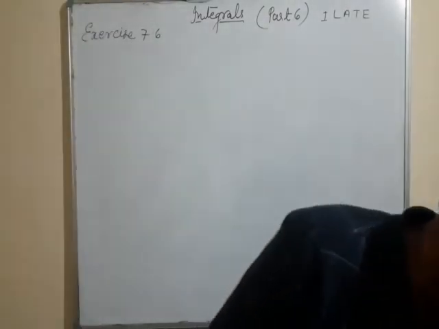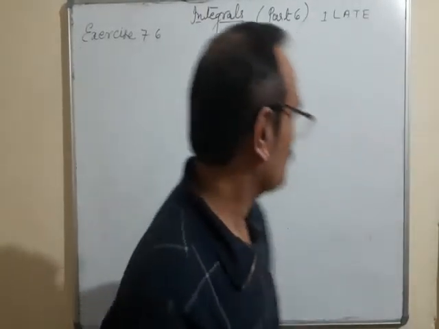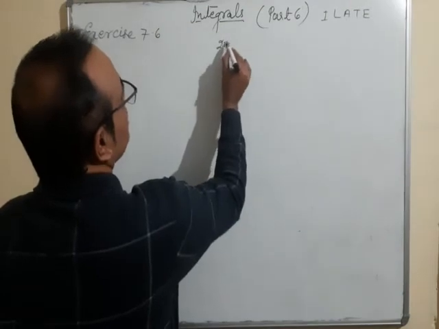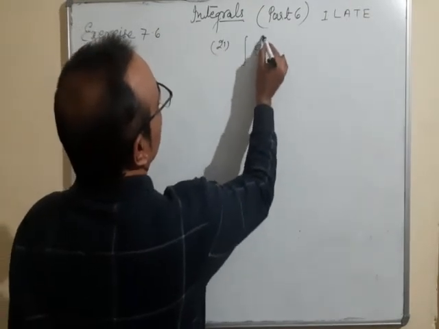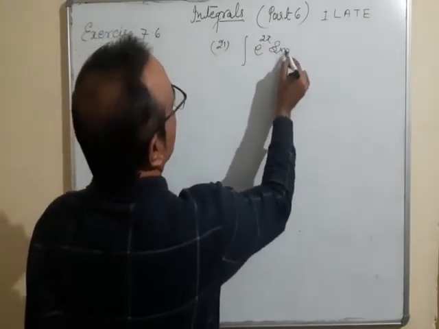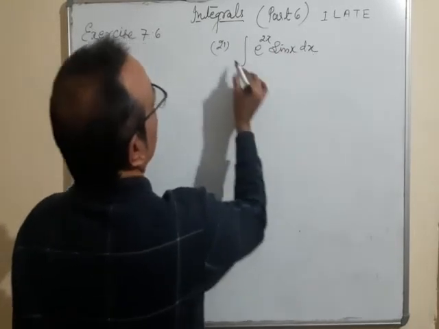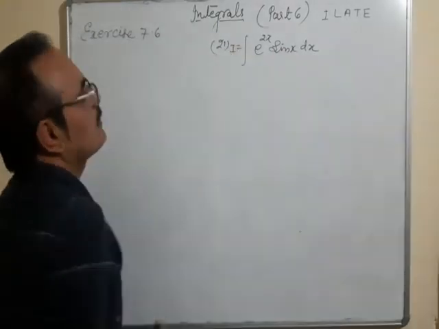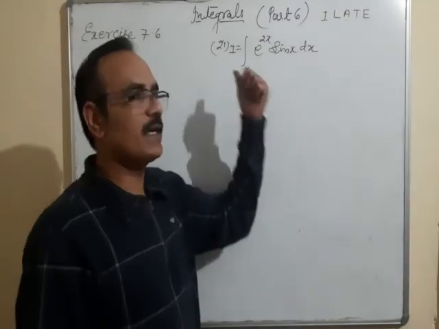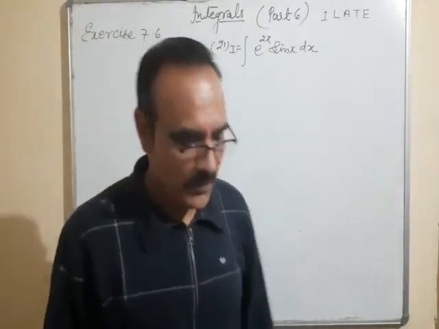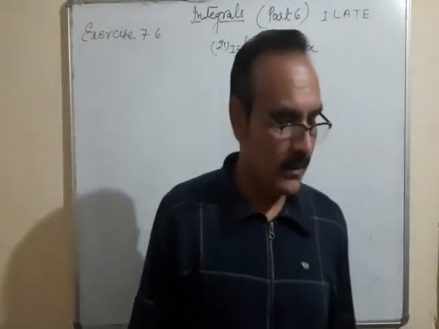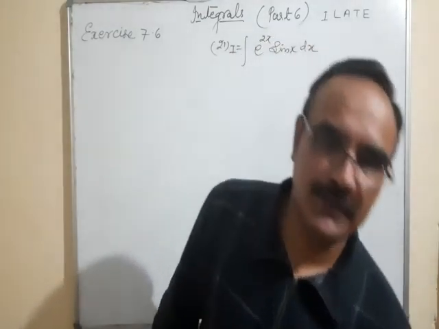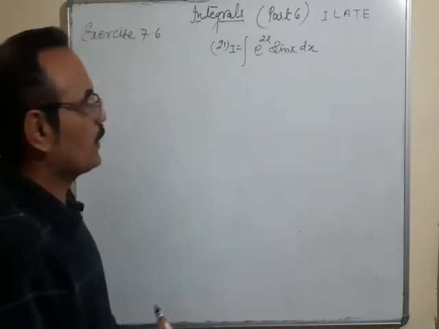One question is number 21, that is e to the power 2x sin x. It's a different type of question: the integral of e to the power 2x sin x dx. I is equal to... By the way, in each and every question I am taking I is equal to the integral, so you can see the meaning of the question. Why have I taken I is equal to e to the power 2x sin x?